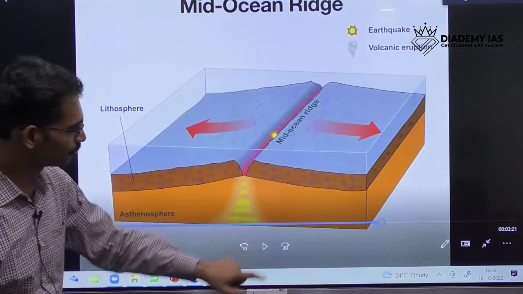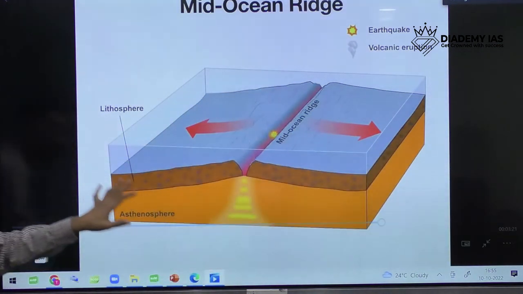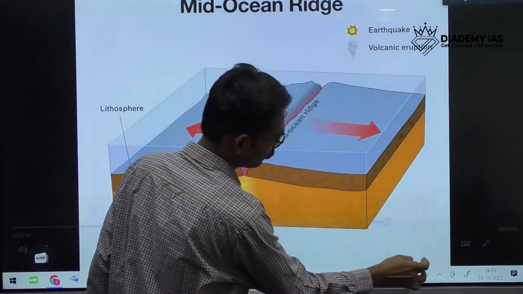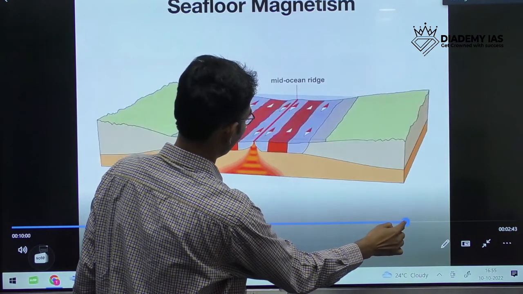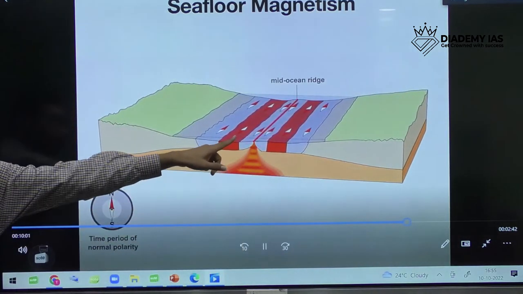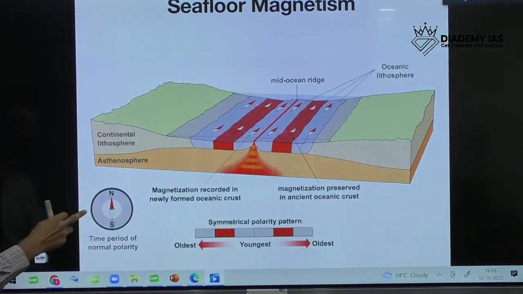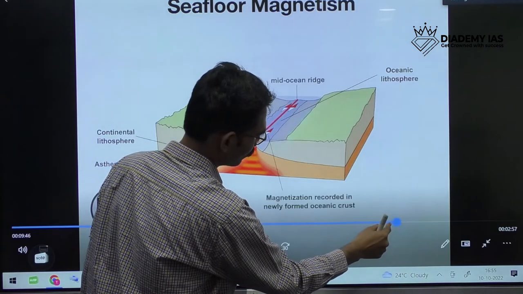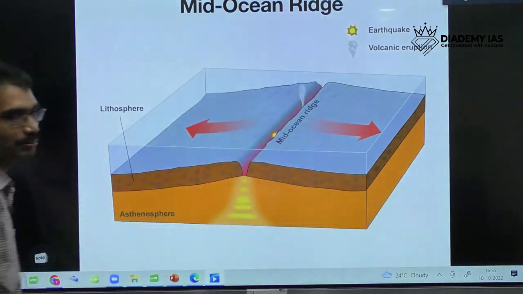Now if you see this, so continuous movement. Now you will see how Earth is moving this side and that side. Just observe how this plate is moving and that plate is moving. You will understand.